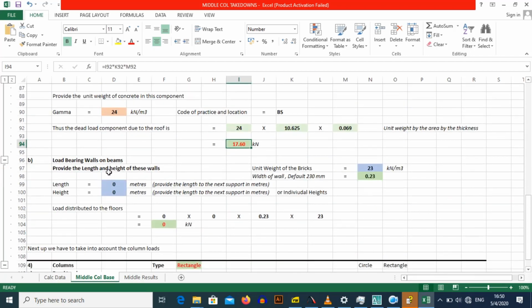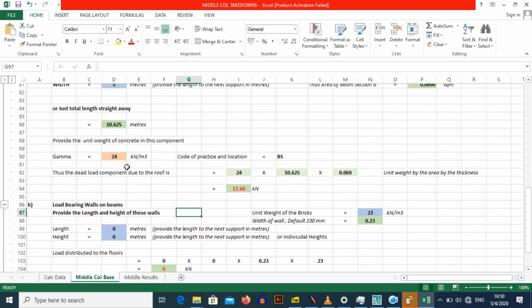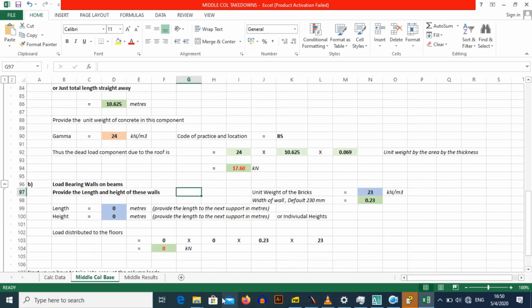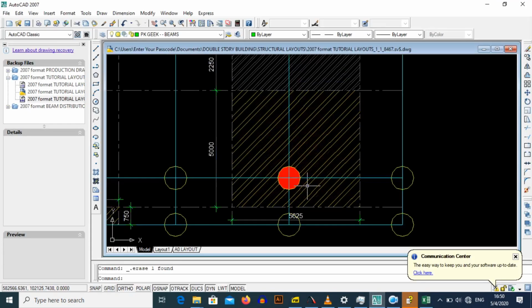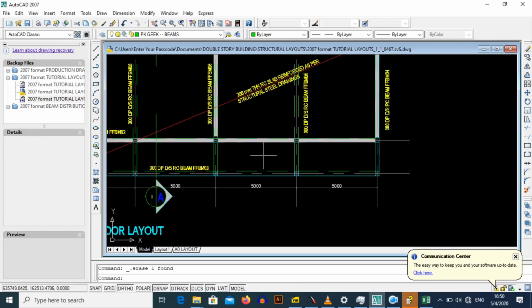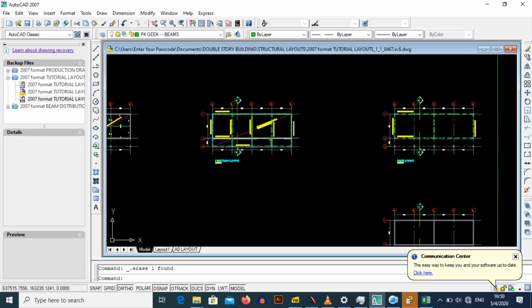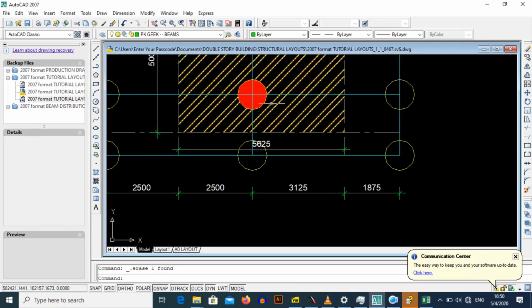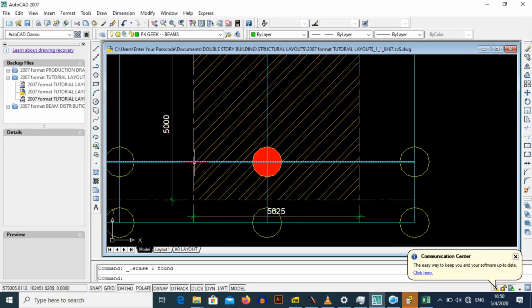And then you're going to have the load bearing walls on these beams. So I think we're only going to have walls on this section. Yes, as you can confirm from your layout, you're only going to have walls on this section of the beams, so the length of these beams which are contributing to that column is going to be from there to there, which is essentially 5.625.